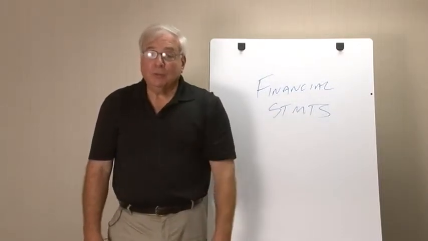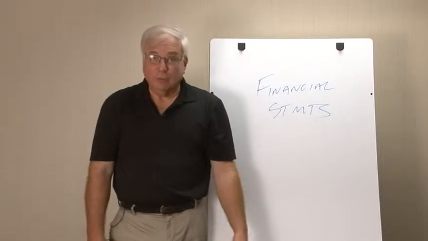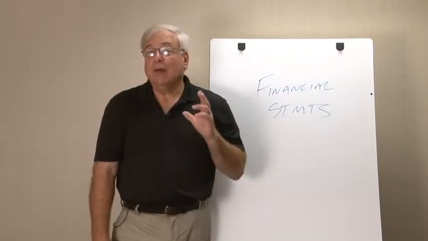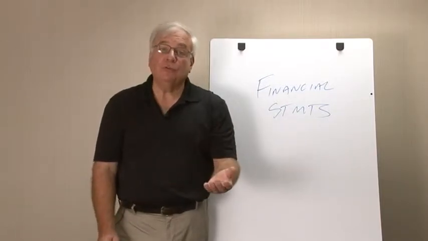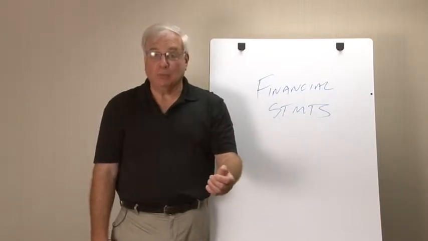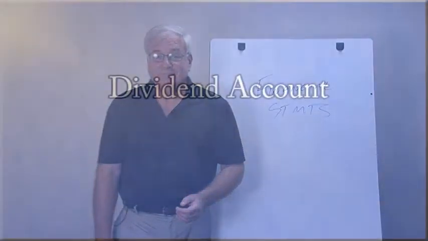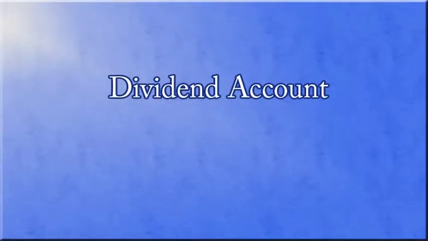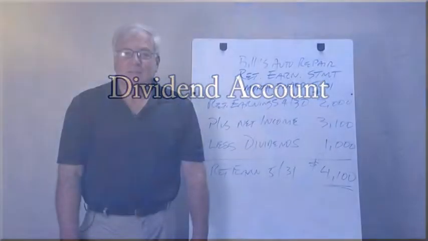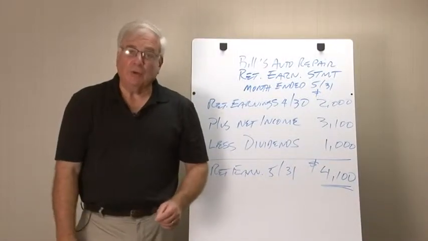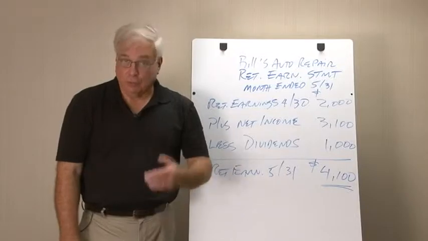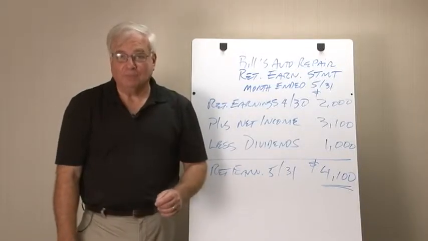Now, there was a reason why we did that statement first. When we do the second statement, we're going to need to have the outcome from the income statement because it's going to be used when we do the retained earnings statement, which we'll do next. The second statement that we'll make for Bill's Auto Repair is the statement of retained earnings, assuming that Bill's Auto Repair is a corporation.